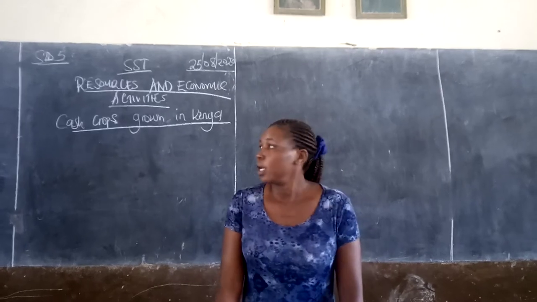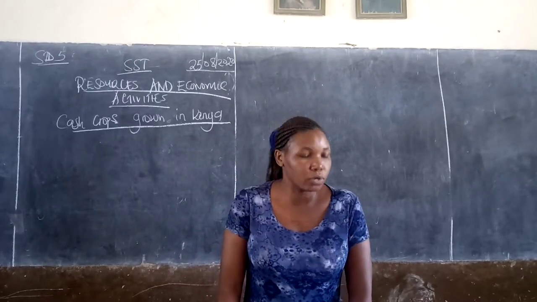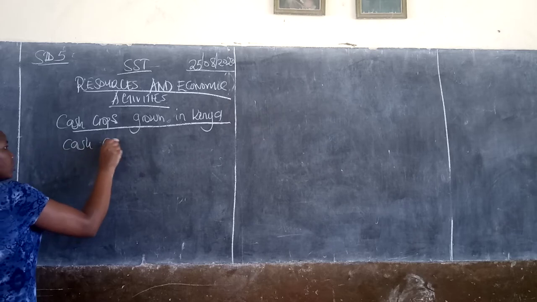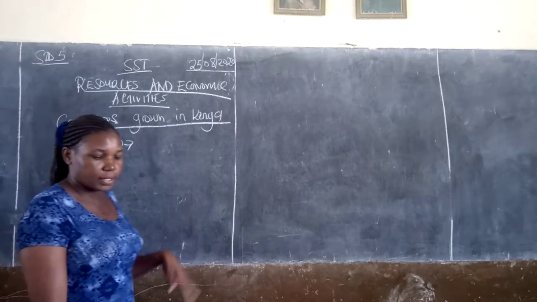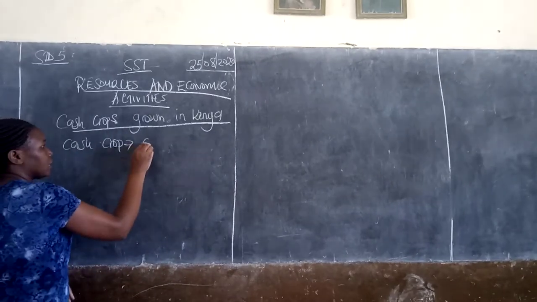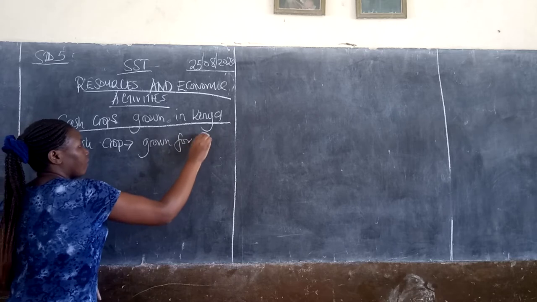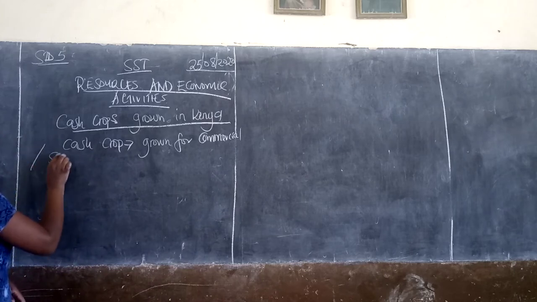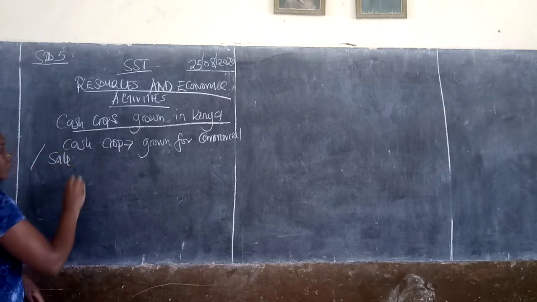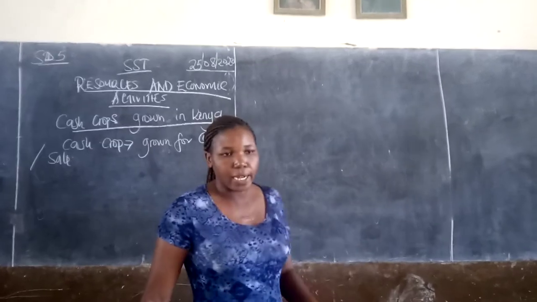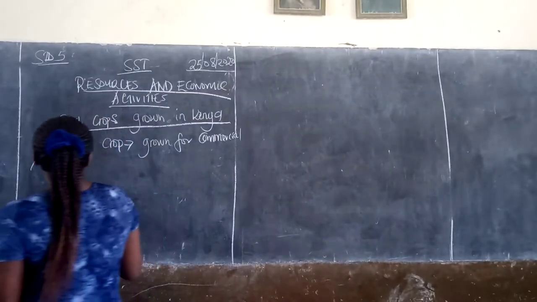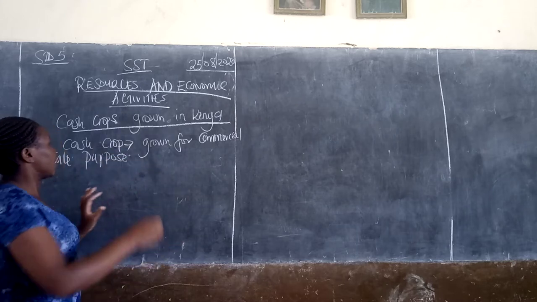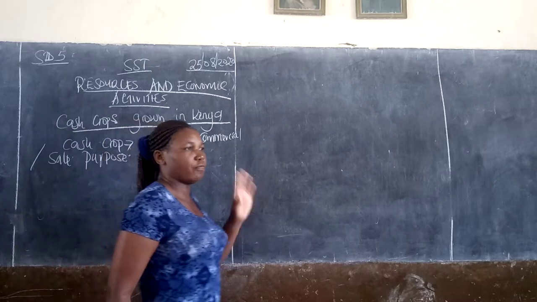Now, I want us to talk about cash crops grown in Kenya. And what is a cash crop? Cash crops are crops grown for commercial purpose, or for sale. These are crops grown mainly for sale or for commercial purpose. So when I talk about cash crops, I'm talking about those crops that are mainly grown for sale.